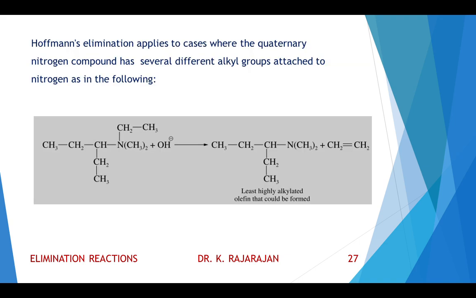Hofmann's elimination applies to cases where the quaternary nitrogen compound has several different alkyl groups attached to nitrogen, as in the following. So in the product, the least highly alkylated olefin is formed.